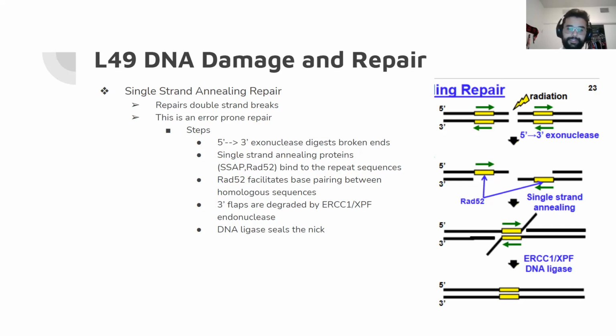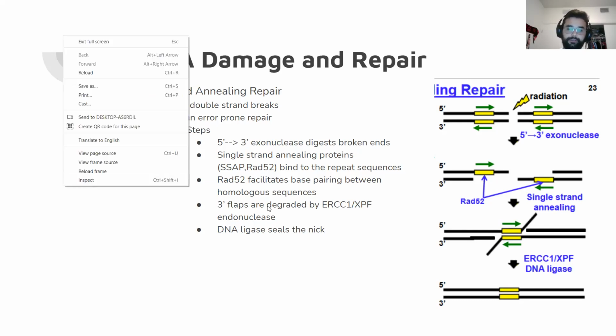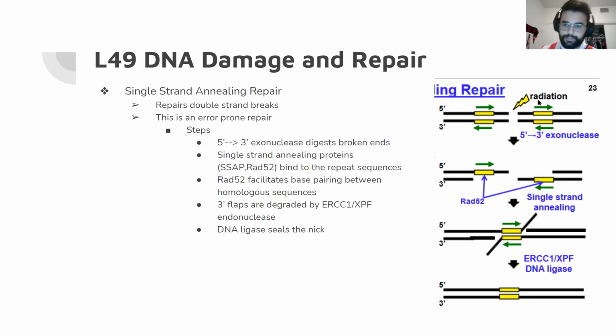So for our steps here, we have our 5' to 3' exonuclease digest the broken ends. Start. So you see the radiation broke it apart. Our 3' to 5' exonuclease just digests some broken ends. Then our single-strand annealing proteins actually bind to the repeat sequences. In this case, it's shown in yellow. Our RAD52 facilitates the base pairing between these two homologous sequences. So then we're actually just bringing them together to match it up.